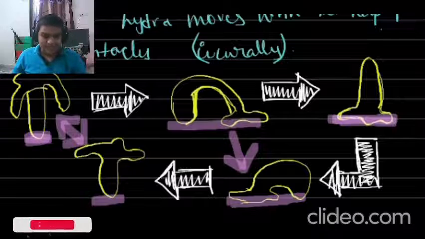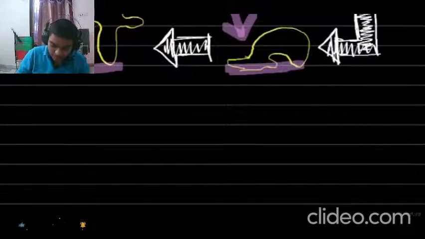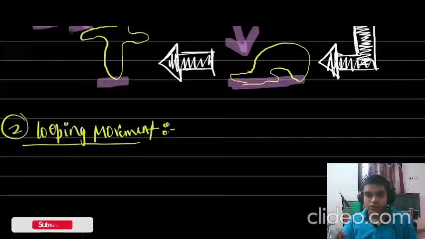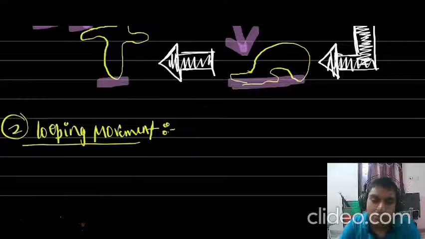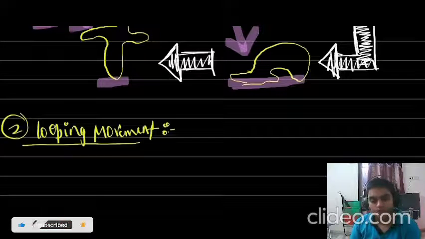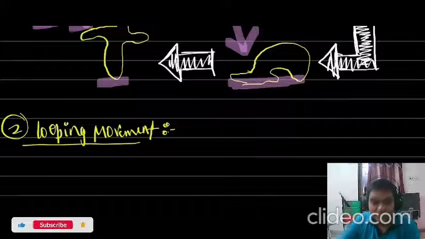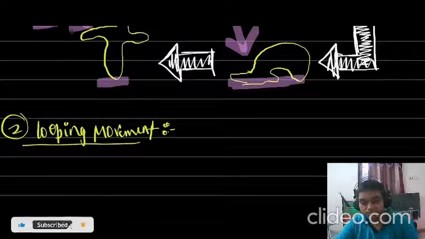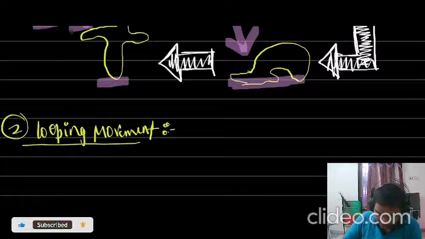Okay, now let's see the second type of movement in Hydra. So now let's move on to the looping movements shown by Hydra. These looping movements are similar to that of the somersault movement, but there is a little difference between them. Let's see what that difference is.